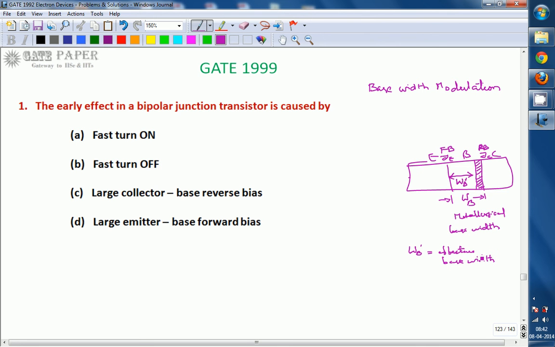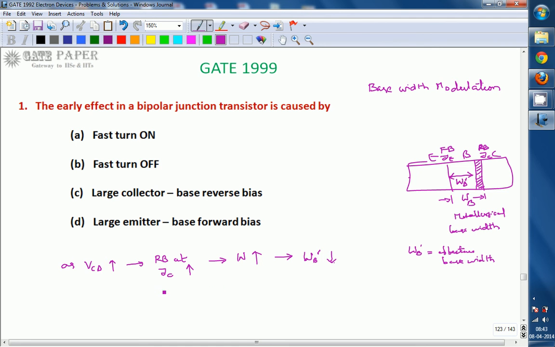If you increase VCB such that more and more reverse bias is applied, this WB dash is going to reduce still further. So as VCB increases, the reverse bias across the collector base junction increases. That makes the width of the depletion region increase. As the width of the depletion region increases, it penetrates more into the base as it is lightly doped. So the effective base width WB dash reduces.